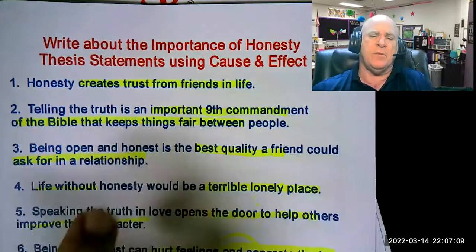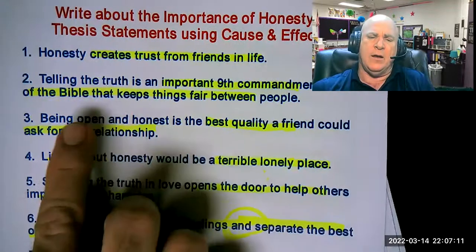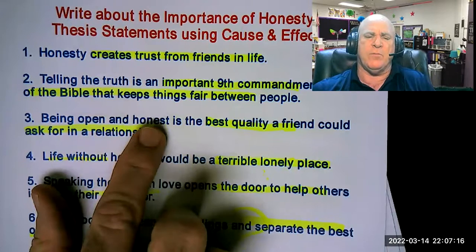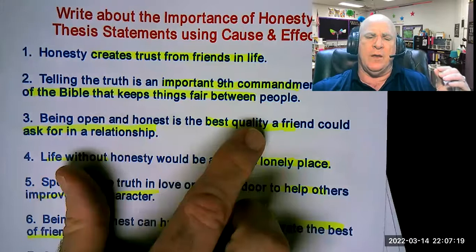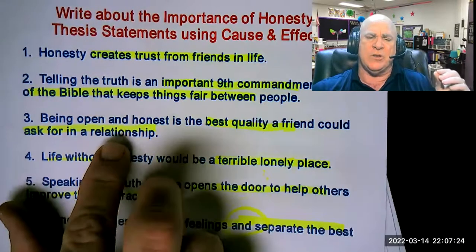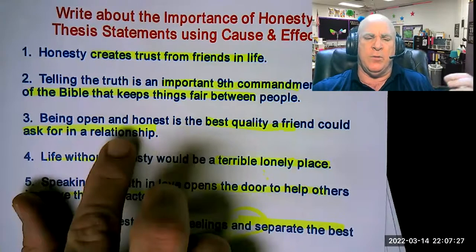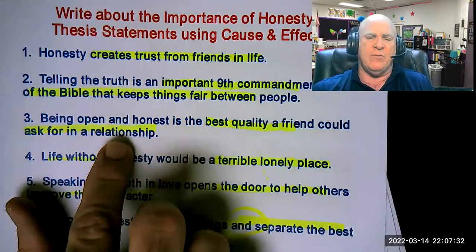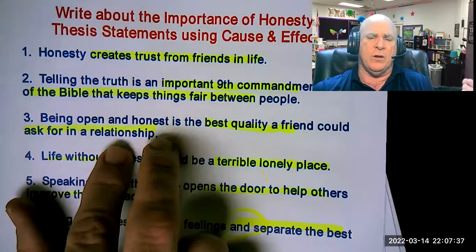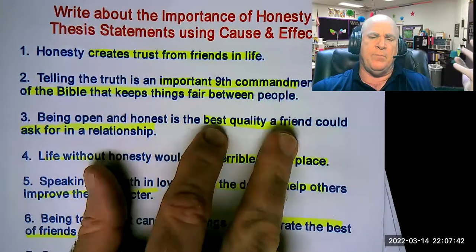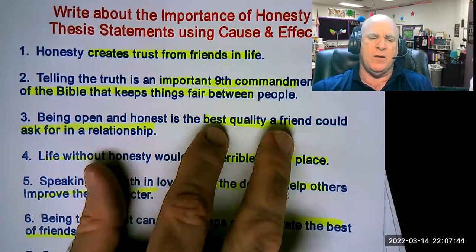Number 3: being open and honest is the best quality a friend could ask for in a relationship. So now we're zooming in past just friends, to relationships. That can be between a boy and a girl, a man and a woman, a mother and a father, any relation. It could even be a business relationship if you're feeling that you can emphasize that people in business relationships can also be friends.